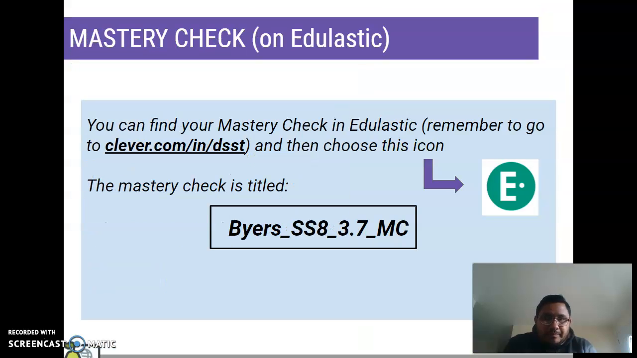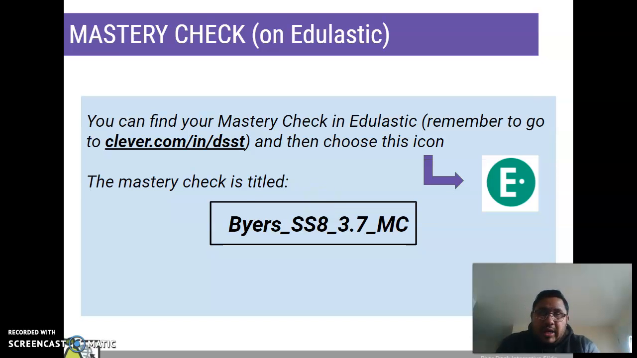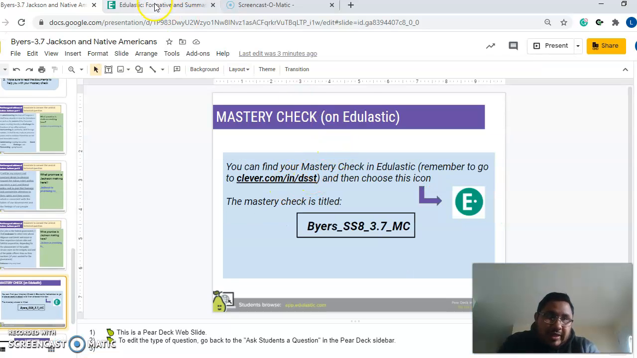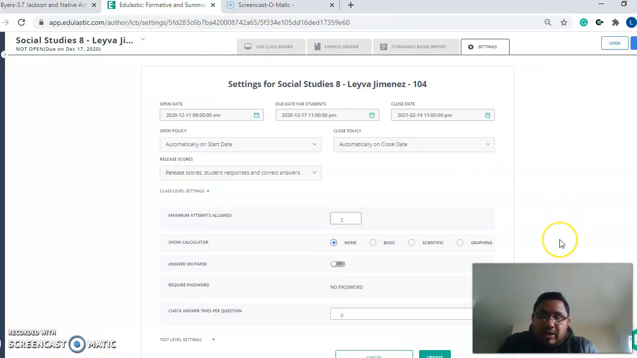And last but not least, you're going to go to Edulastic and find this mastery check. It's called Buyers SSA underscore 3.7 underscore MC. The important thing about this is that this is a way for me to identify whether or not you did this work. So you need to make sure that you take care of that. The one thing that I'm trying to help you out with here is that I am setting it up for the mastery check for you to be able to take it twice.